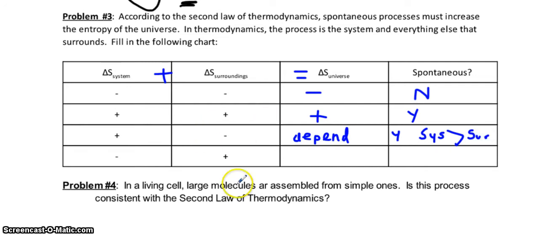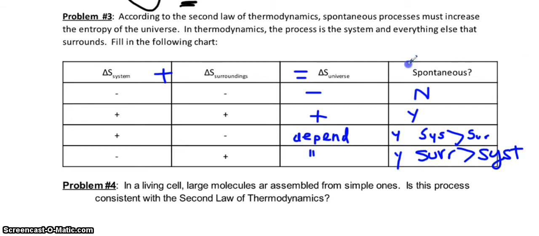So what about the next one? If you have a negative system and a positive surroundings, again, it's going to depend. Depend on what? Well, it's spontaneous this time only if the surroundings is bigger than the system. Okay, so that will all depend.